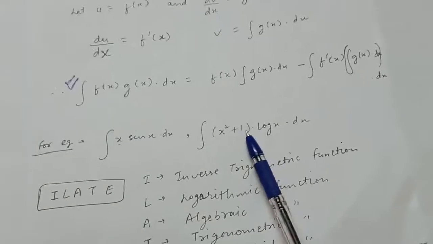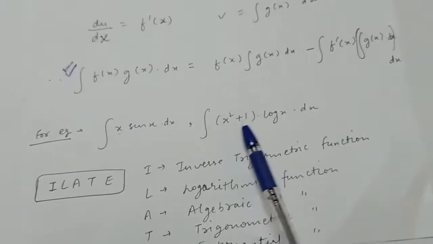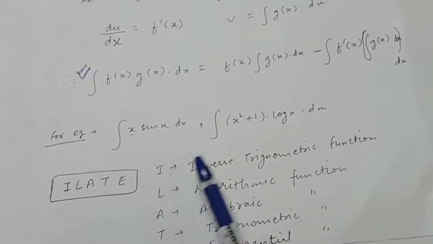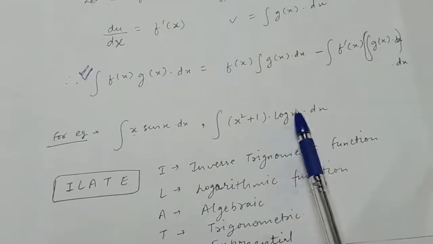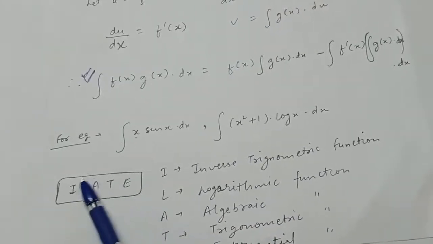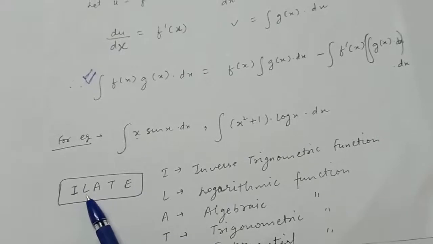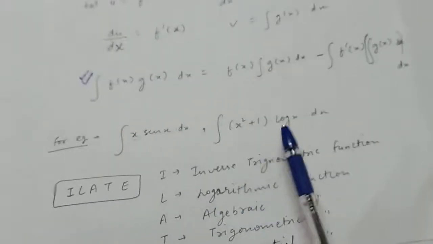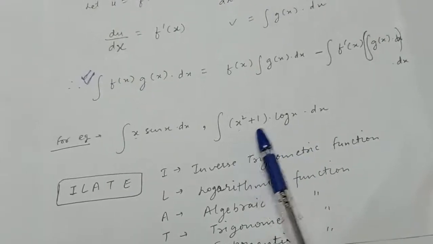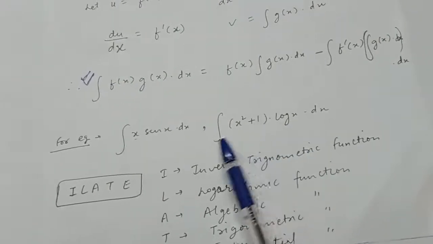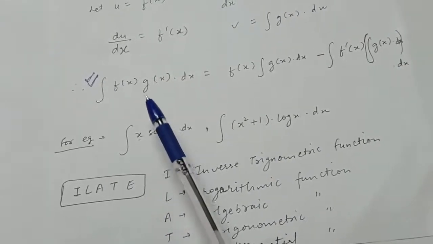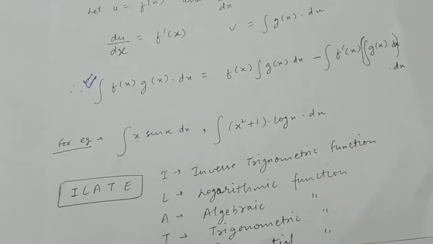Now see in this question, x square plus 1, this is an algebraic function. So A, and this log x is a logarithmic function, which is denoted by L. Now in this word, L comes first. Therefore, take log x as the first function, that is f(x), and this as the second function, right? So always use ILATE to decide which function is to be taken as f(x) and which is to be taken as g(x). Clear?